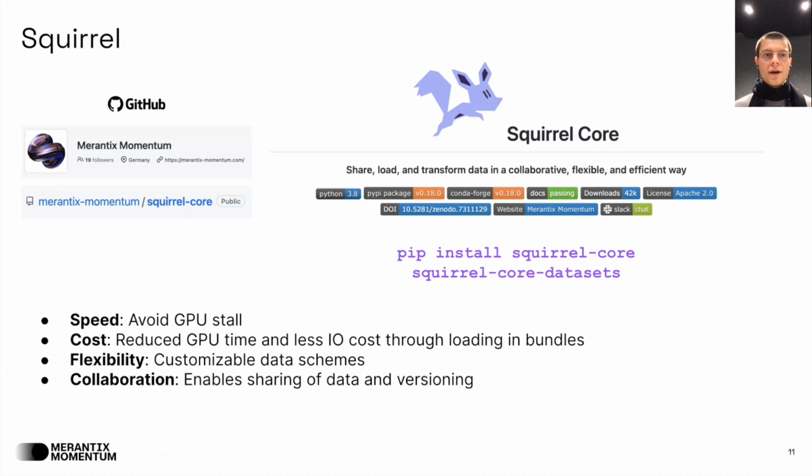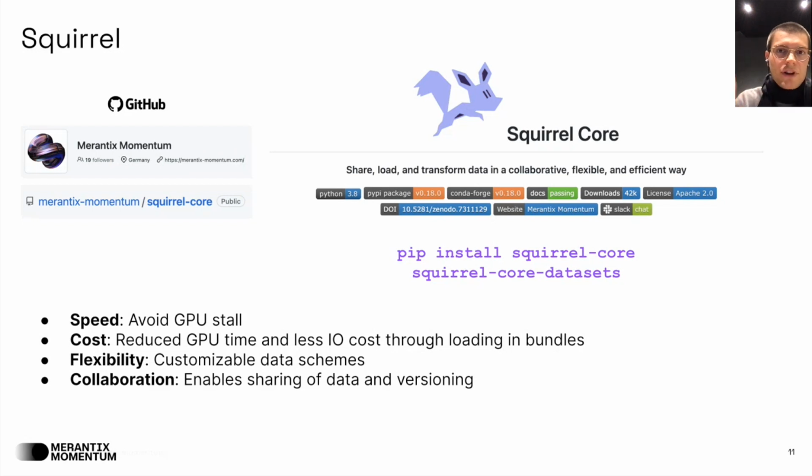So there are 4 USPs, I would call them, to Squirrel. First is the speed. We are really designing this tool to avoid GPU stall. Second is cost. As I said, the reduced GPU time will cost you less. And there's also another cost-cutting factor, which is the loading of the data in bundles.